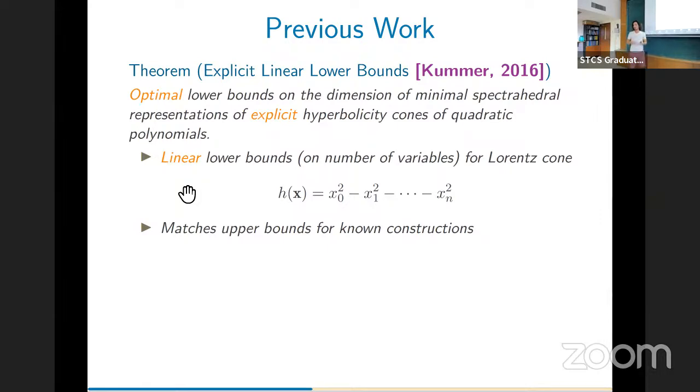So he proves that any spectrahedral representation for this cone has to have size n over 2. And these are optimal lower bounds because we have upper bounds for this. This is the only lower bound that we know for spectrahedral representation. So the conjecture earlier said, let's forget about the size, the quantitative aspects of it. Can this Lorentz cone, which is a hyperbolicity cone, even be represented by a spectrahedron? Exactly, and that we already knew for a while.